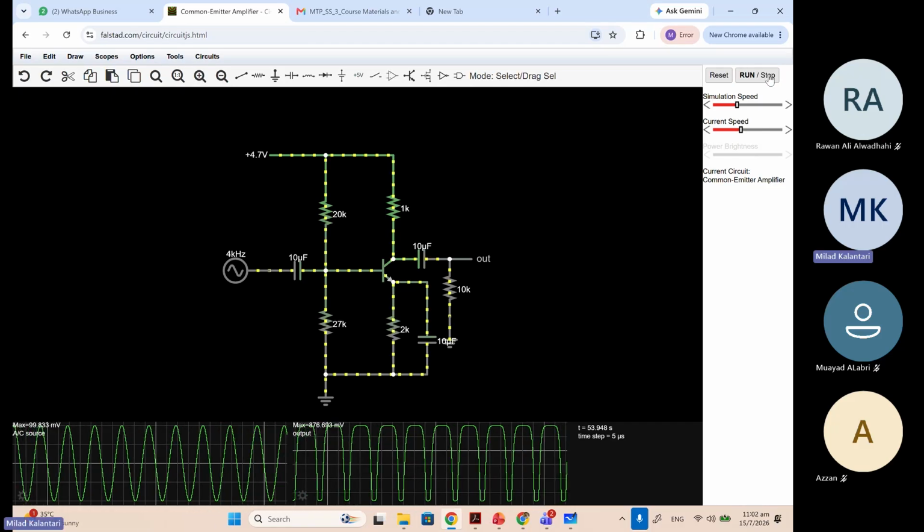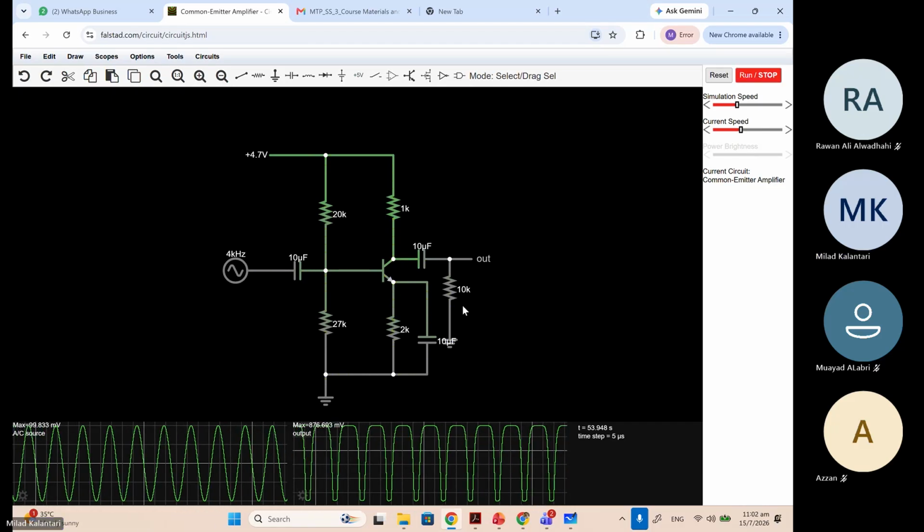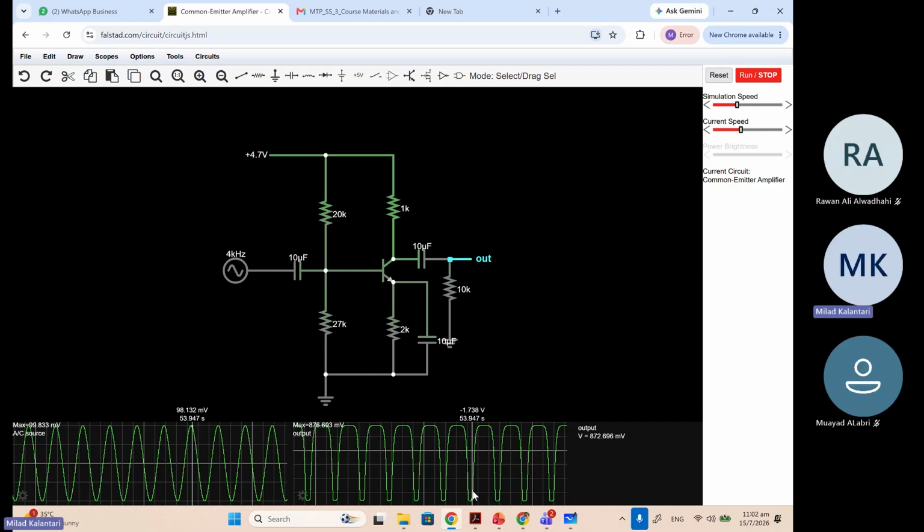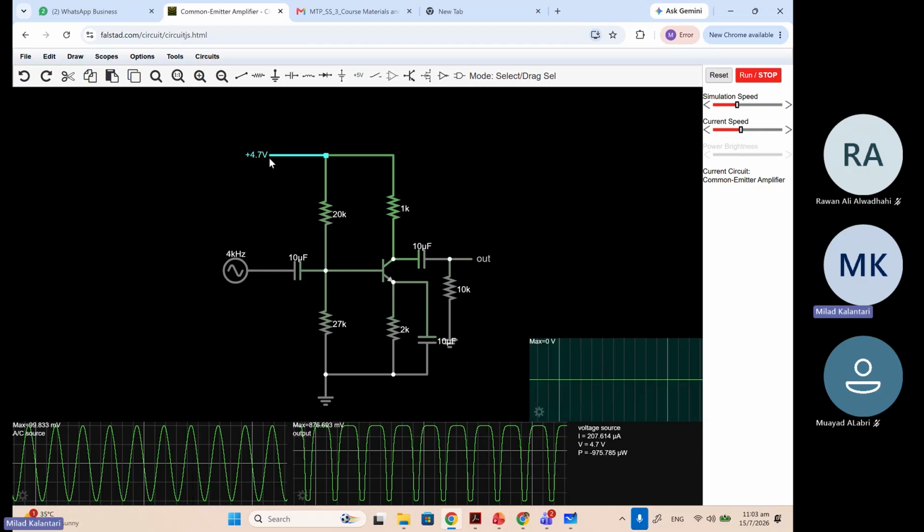So why is the maximum 4.7? Is it 4.7? Let's see. The top is 800 something millivolt. The bottom is negative 1.7. So it's how much now? 800 minus 1.7 is 2.5 or 2.6 something. So it's not exactly 4.7.